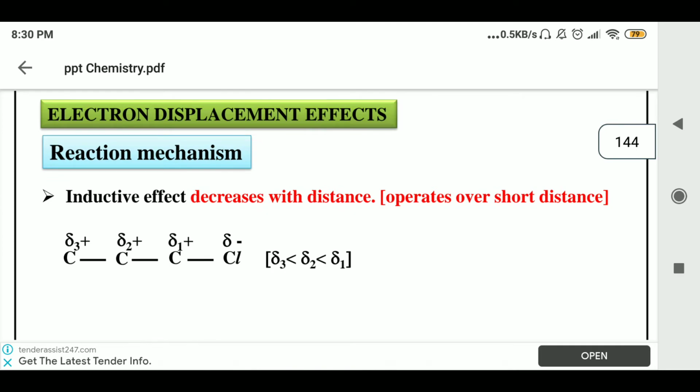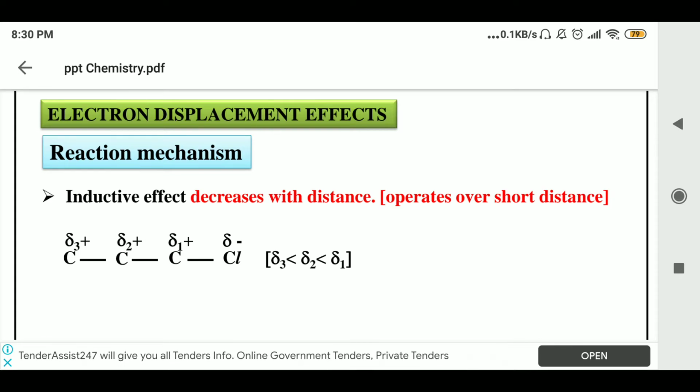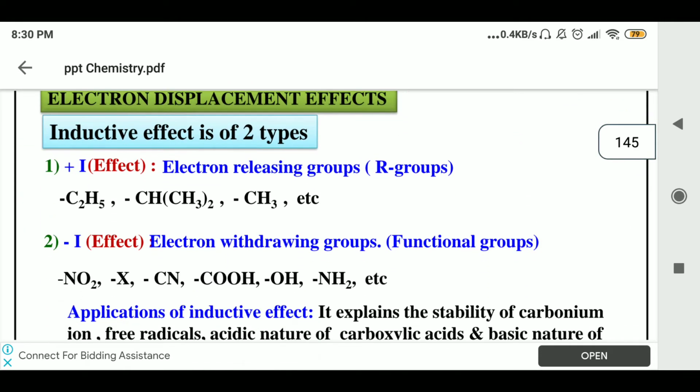Now talking about the reaction mechanism, here you can see inductive effect decreases with distance and operates over a shorter distance. Here I have given an example of 3 carbons where the chain is attached to a chloro group. The maximum attraction will be on the first carbon, then on the second carbon, and the third one has the least. There are certain groups which show the positive I effect, that is electron releasing groups: ethyl group, then isopropyl group, then methyl group. And there are certain groups which show negative I effect, that is electron withdrawing: cyano, nitro, halogens, carboxylic acid, hydroxy, and amine.